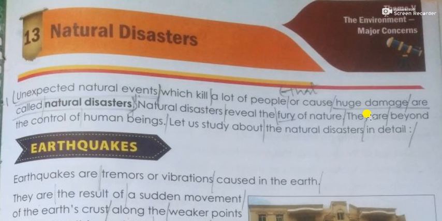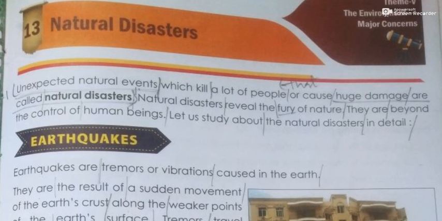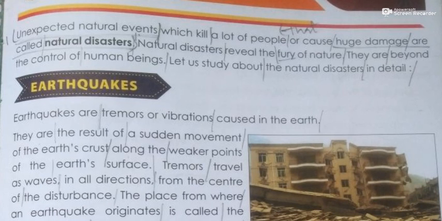Natural disaster means unexpected natural events. Unexpected natural events which kill a lot of people or cause huge damage are called natural disasters. So a natural disaster can be anything that naturally happens, and as a result there will be a lot of damage, and even lives will be lost. That is called a natural disaster.